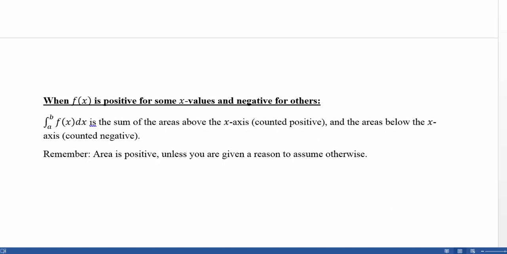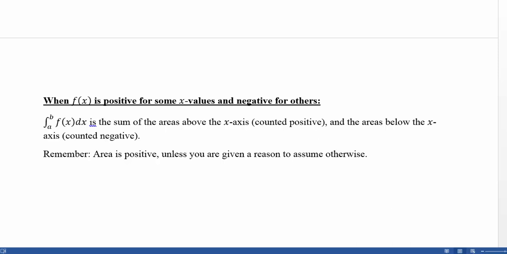So if you take the integral from a to b of f of x dx, it's the sum of the areas above the x-axis, counted as positive, and the areas below the x-axis, counted as negative. So we're going to sum it up to get the cumulative change. So what that means is if you have an equal area above the x-axis as below the x-axis, then the total change will be 0 because the positive area will be added to the negative area, and if they're the same, they will cancel each other out, which means that our original function increased as much as it decreased, and it ended up at the same y value where it started.